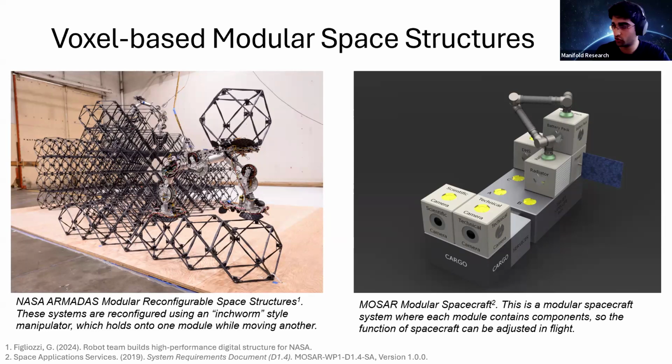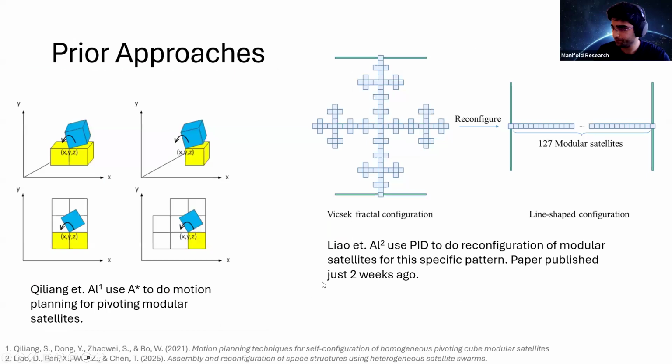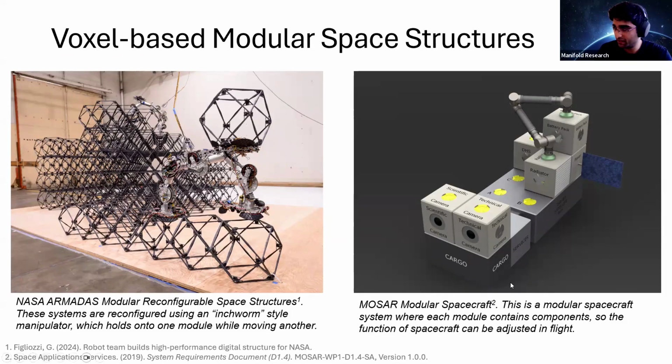The function of the space structure can change. Okay, so this is a pretty underexplored area. The way that these companies, so this is a NASA project and this is a European space project, the way that these guys propose reconfiguring the modular structure is by having these inchworm style manipulators that move one piece at a time.